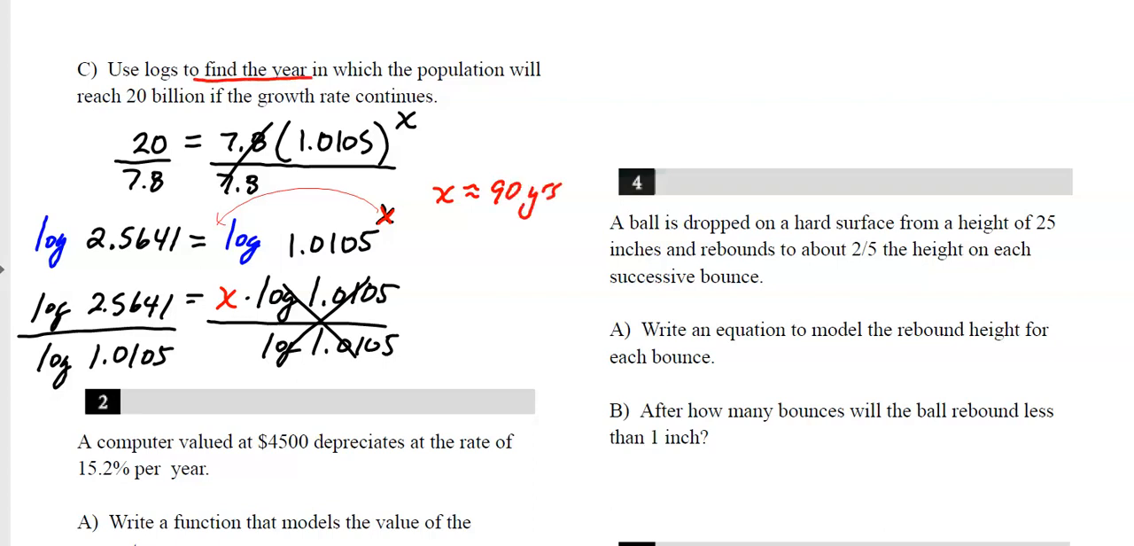But it says find the year. So if our initial value was in, I believe, 2020, all right? And then we're going 90 years later. So you're talking like 2110. 2110 would be the year we expect to hit 20 billion people on this earth if growth continues to stay the same.